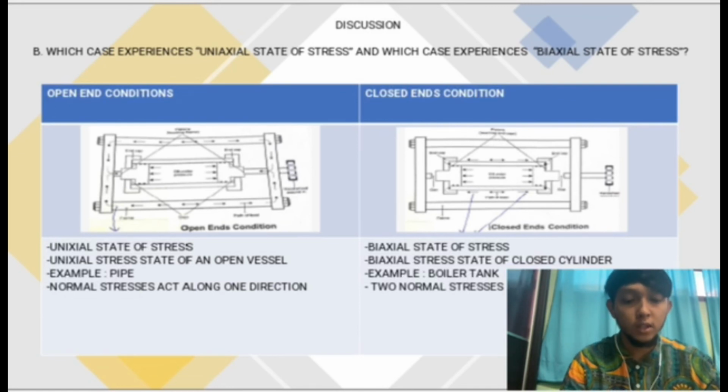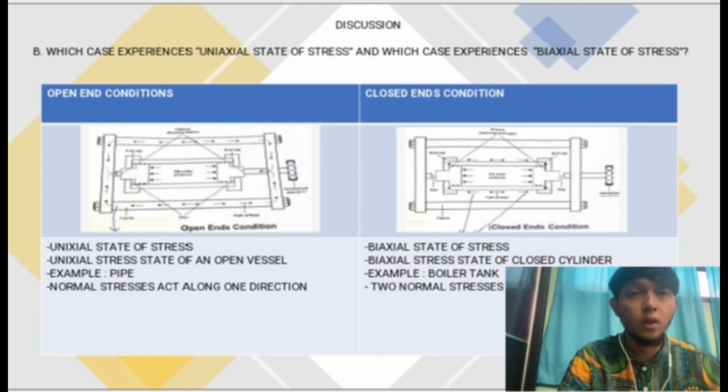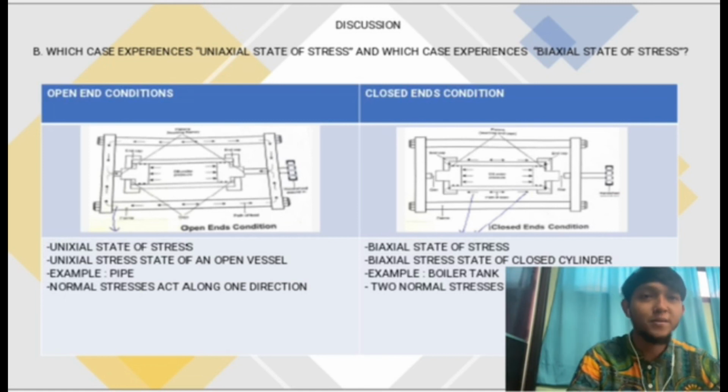From these two cases, open end condition or closed end condition, we get to see that at open-end condition, there is normal stress that acts along one direction. For closed-end condition, there are two normal stresses. So that's all from me. Thank you.